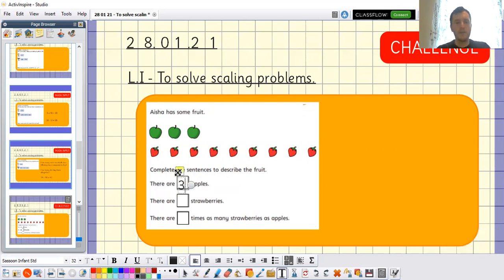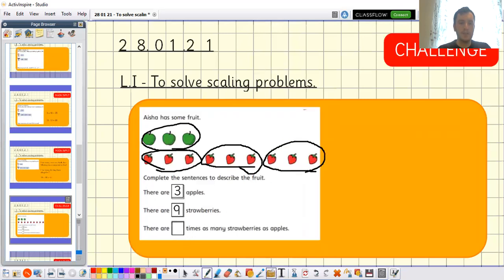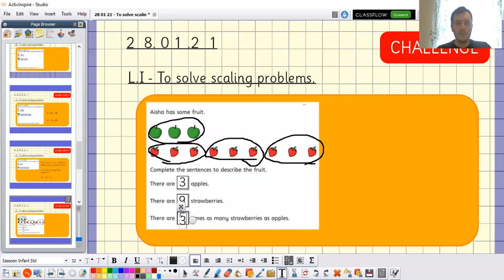There are 3 apples, 1, 2, 3. There are 1, 2, 3, 4, 5, 6, 7, 8, 9 strawberries. There are blank times as many strawberries as apples. Well, to help me, I might circle the groups of 3. So Aisha has 3 apples. Now there's 3 strawberries, so that's one group of 3, that's the same. If I circle another group of 3, that's twice as many. If I circle another group of 3, that's 3 times as many strawberries. So we know that there are 3 times as many strawberries compared to apples.